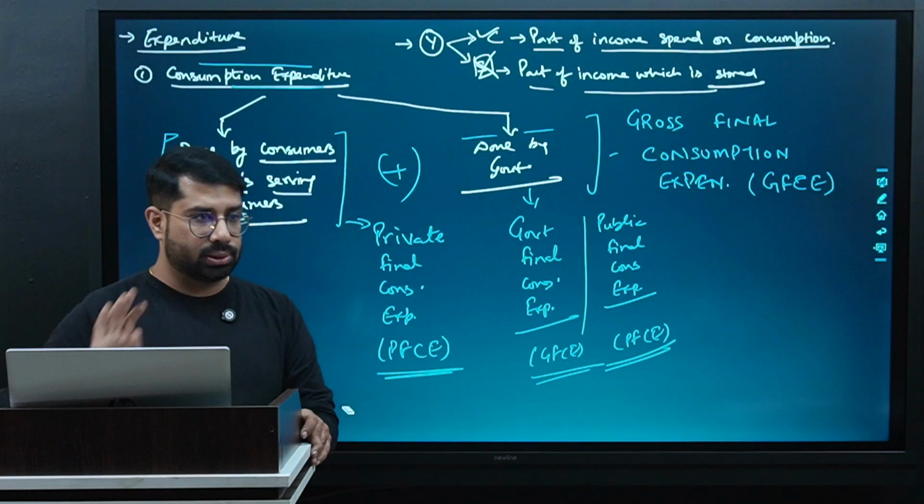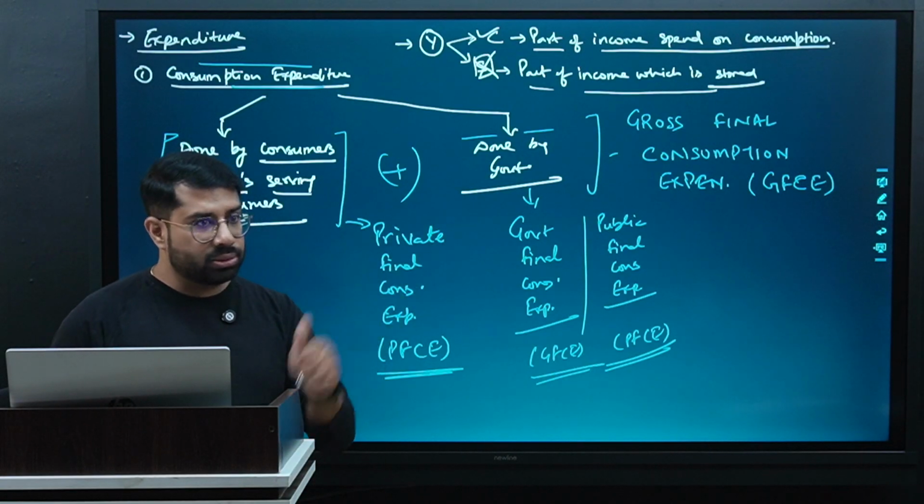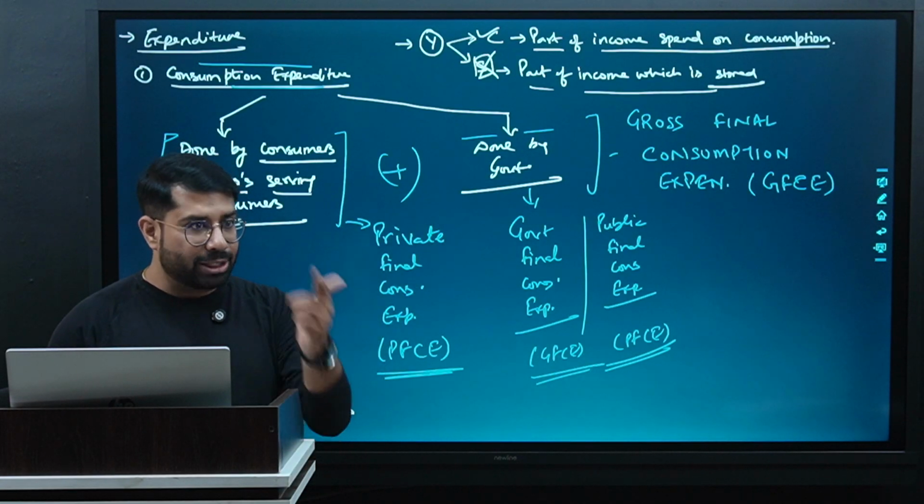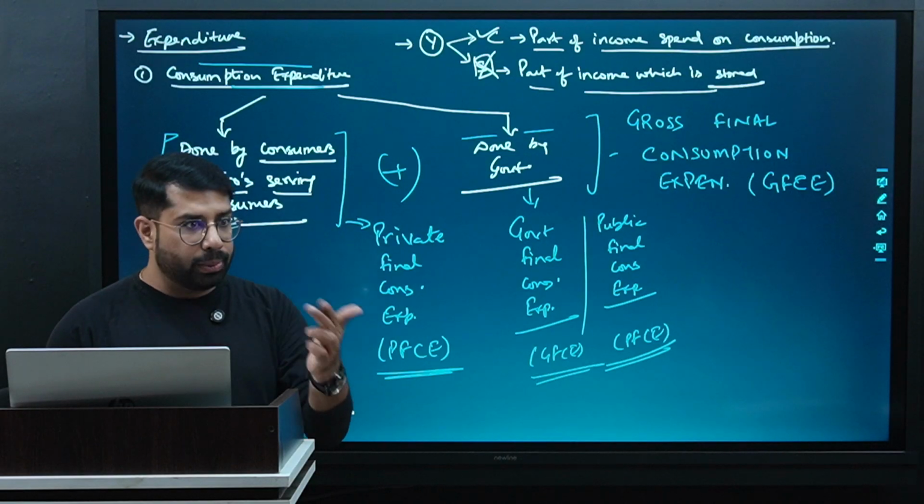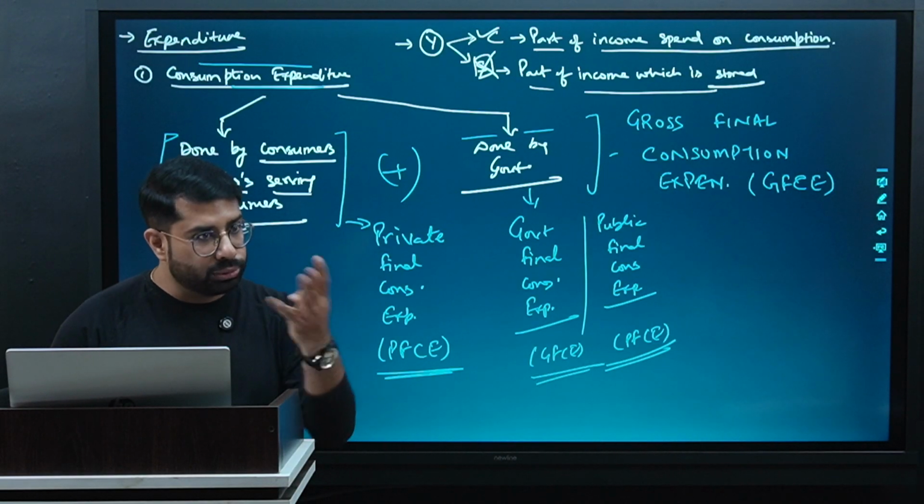There are four phases. Consumption expenditure is the first phase, investment expenditure is the second phase, government expenditure is the third phase, and net export is the fourth phase.